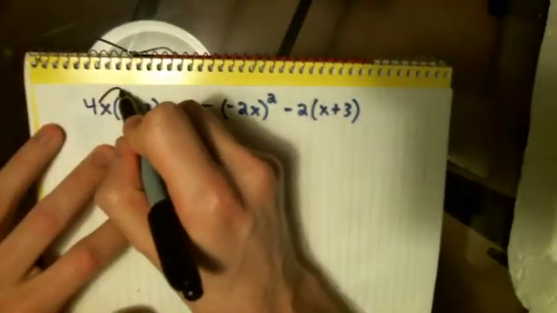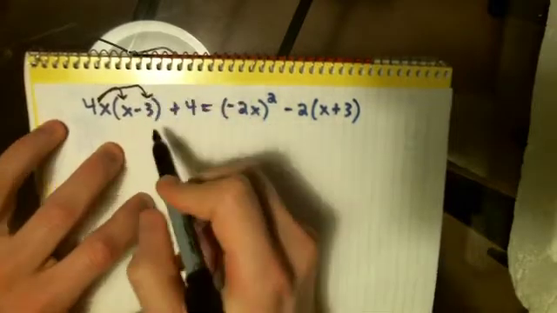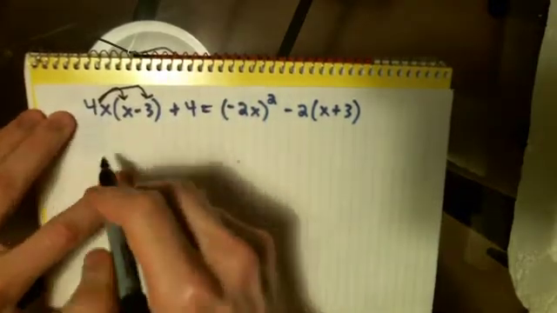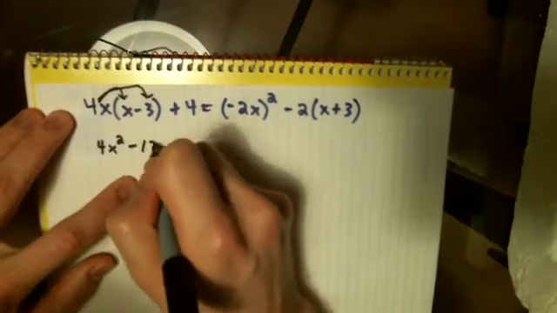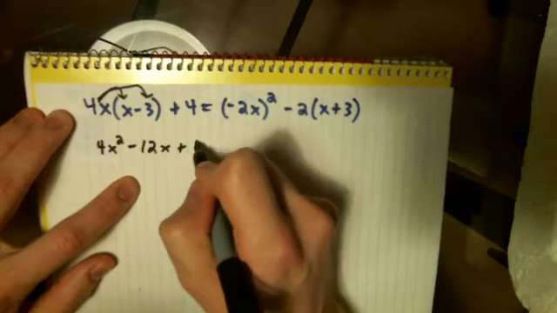So here I take my 4x, I multiply it by my x and by negative 3. 4x times x is 4x squared. 4x times negative 3 gives me minus 12x. And then I have my plus 4 there.